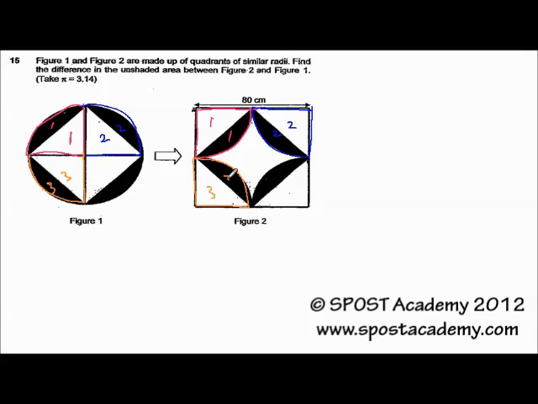which is number 3. And the last one will actually be this, which is number 4, and it will match with this, which is number 4. Since the question is asking for the difference in the unshaded area, the extra area that figure 2 has will actually be this part here.